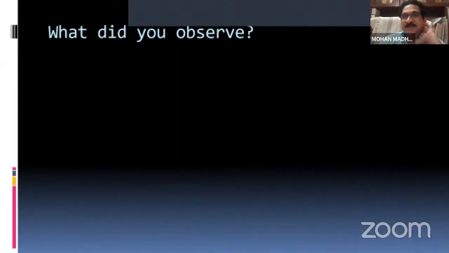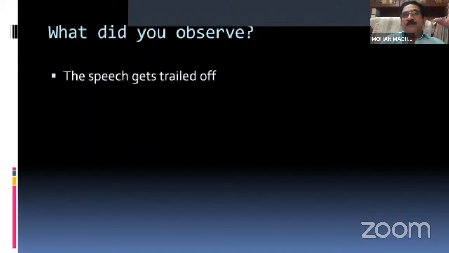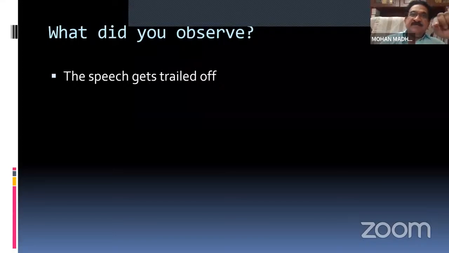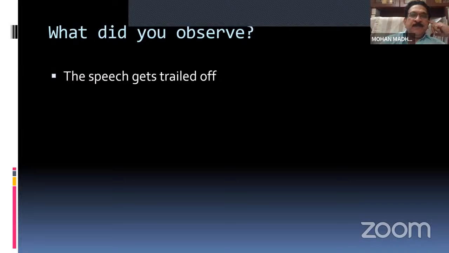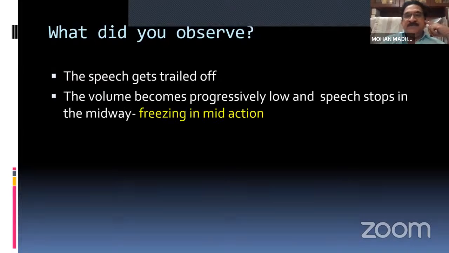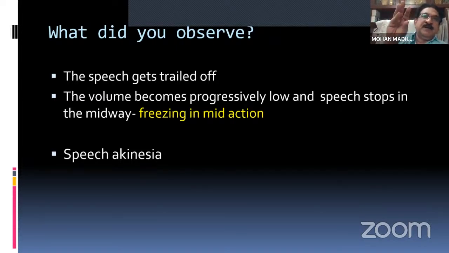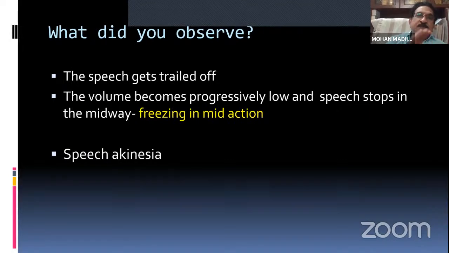So what did you observe in his speech? The volume of the speech progressively becomes less and less, and it stops midway. That is freezing in mid-action. This is just like akinesia of the hand, when you ask the patient to do repeated fast movements of the fingers: progressively the amplitude comes down and ultimately stops. That's classical hand akinesia. The speech similarly becomes progressively decreased in volume, tails off and stops before completing the entire sentence.